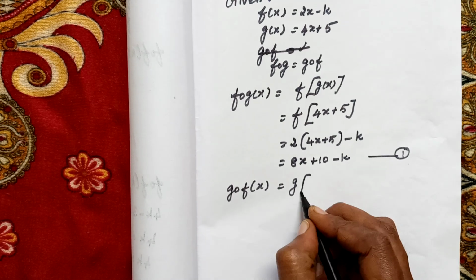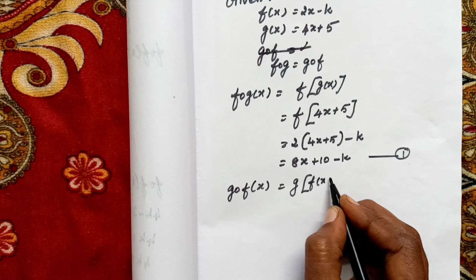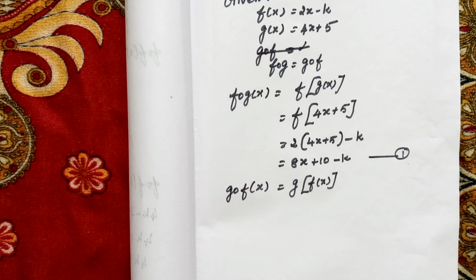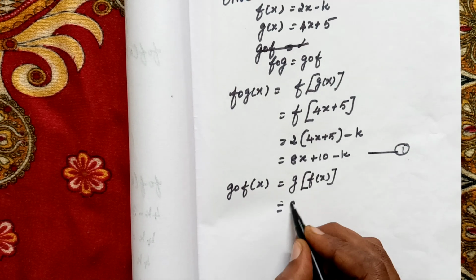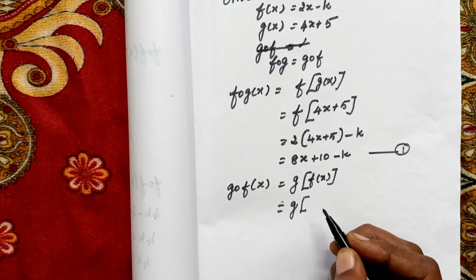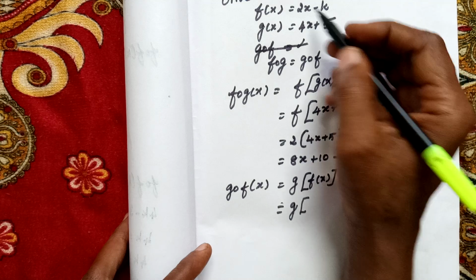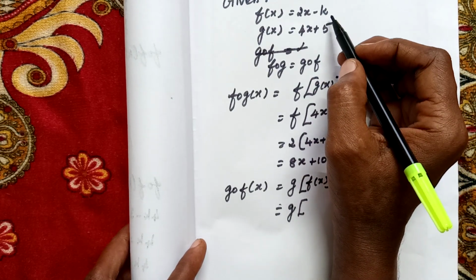g of f of x. G composite f of x is equal to g of f of x. Substitute here. What is f of x? 2x minus k.